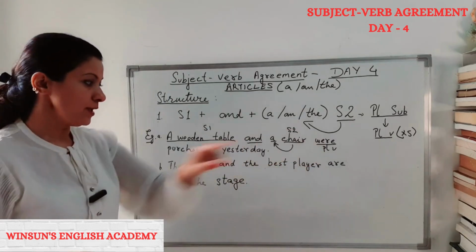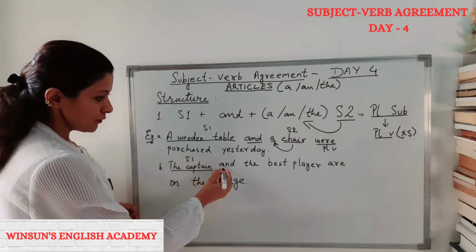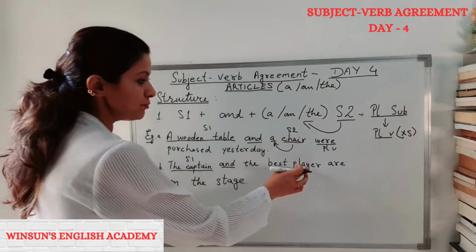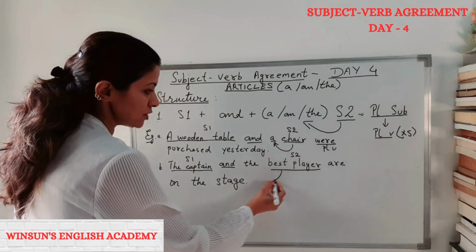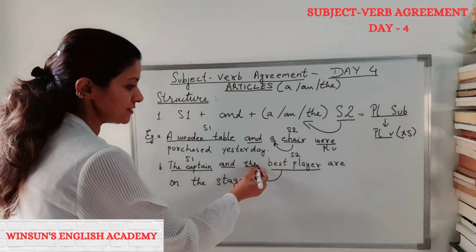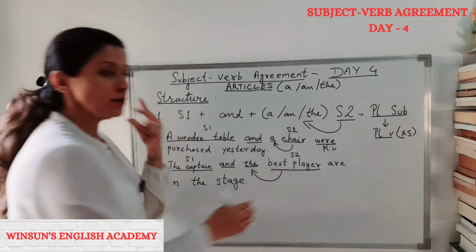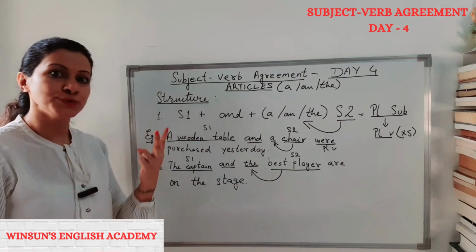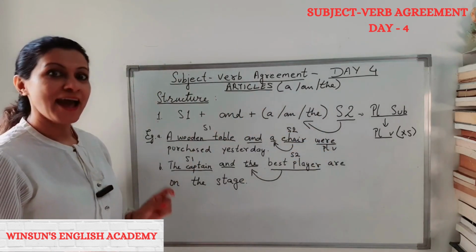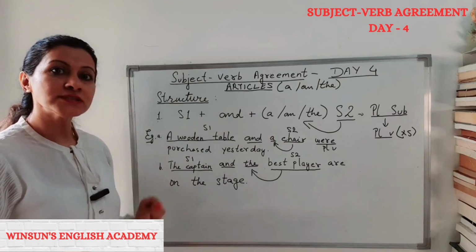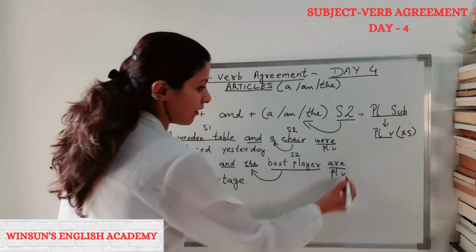Plural past tense. Okay, next: the captain, we have our subject 1, we have and the best player, we have our subject 2 here, and the subject 2 has an article and that is the. So the captain 1, the best player 2. How many subjects? 2. So this we consider as plural subject. And so, plural subject will always take plural verb. And that is why we have the plural verb are.